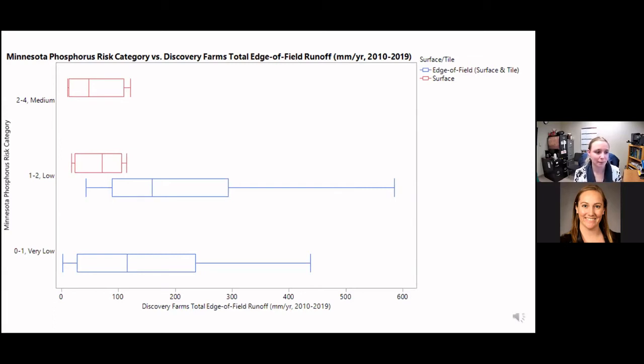And so the low category, as we can see, is the widest data distribution here for runoff. And it seems like there could be some over-predicting going on when we're trying to predict MNP risk based on runoff. Because the medium category is showing that runoff is the lowest for that medium category of P loss risk. So we're not seeing that stair step appearance here with the runoff figure.